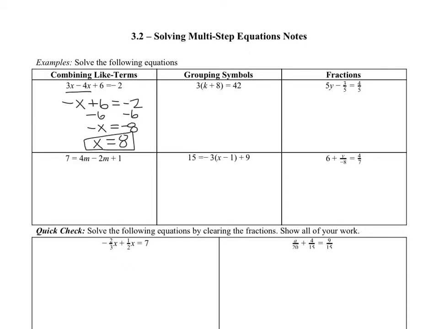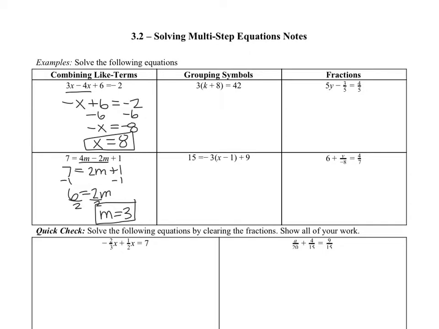Now I'm not going to show my check, but it's always smart to plug 8 back in and see if it works. See if the left-hand side is equal to the right-hand side. So here's another example. 7 equals, I'm going to combine 4m minus 2m, which is just 2m, plus 1. Now this becomes a two-step equation again, so I'm going to subtract 1 from each side. So I have 6 equals 2m, and I divide both sides by 2. m equals 3. Box it, and then you can check it by plugging it back in.